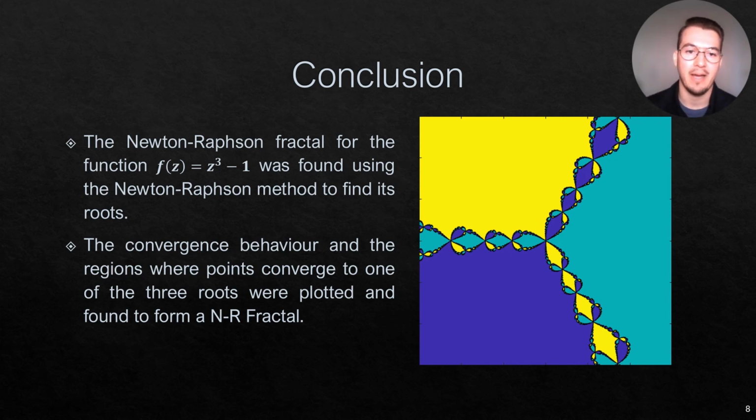For example, what we found here is the Newton-Raphson fractal for the function f of z equal to z to the third power minus 1, and this was done by using the Newton-Raphson method to find its roots. And also the convergence behavior and the regions where points converge to one of the three roots were plotted and found to form a Newton-Raphson fractal, and I'm showing you one of the pictures here that I created by using my fractal function.